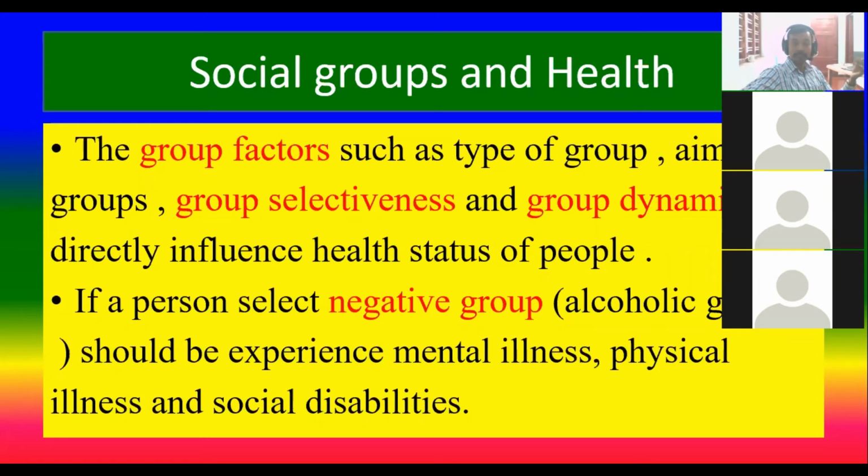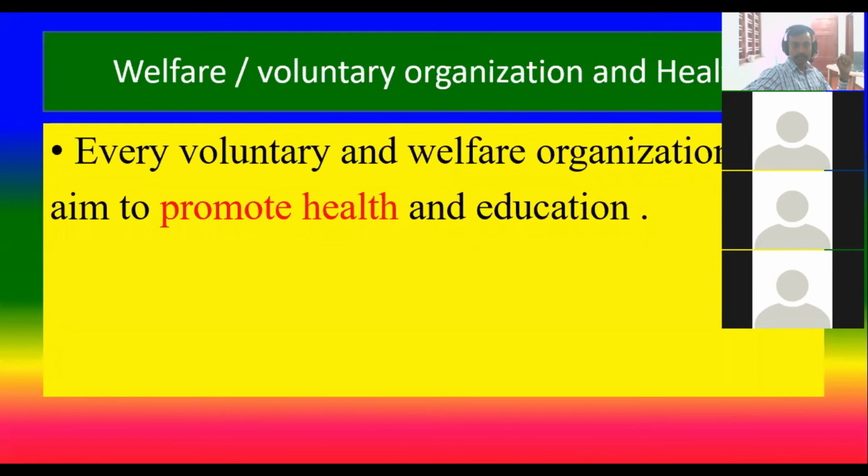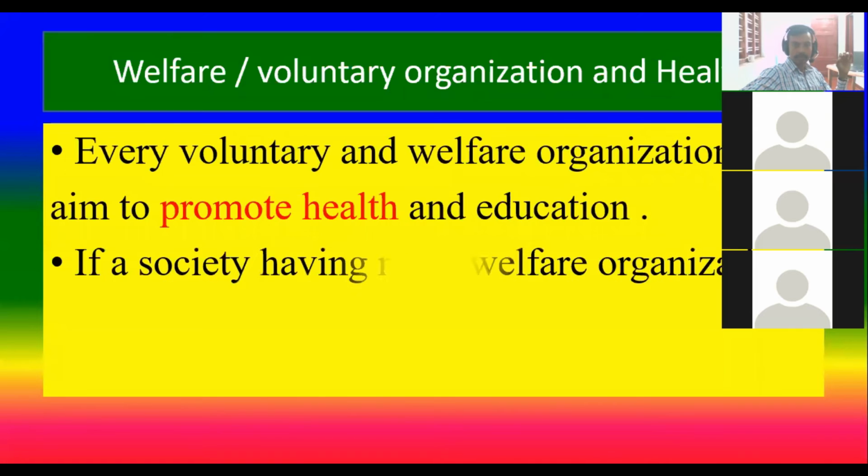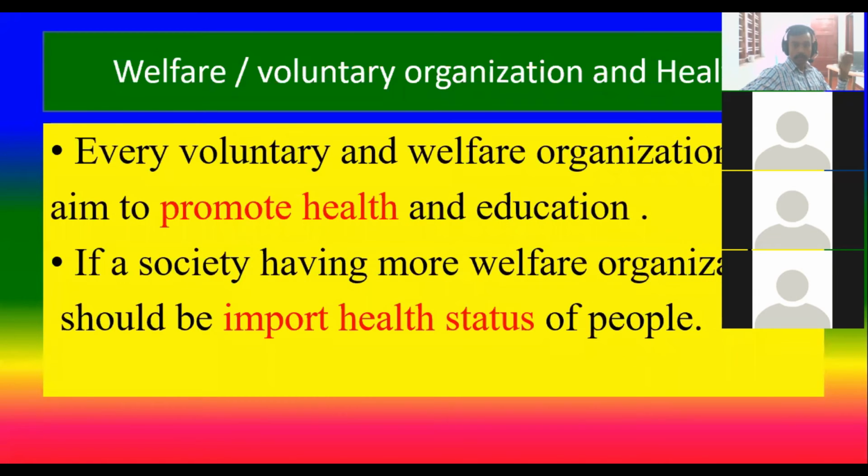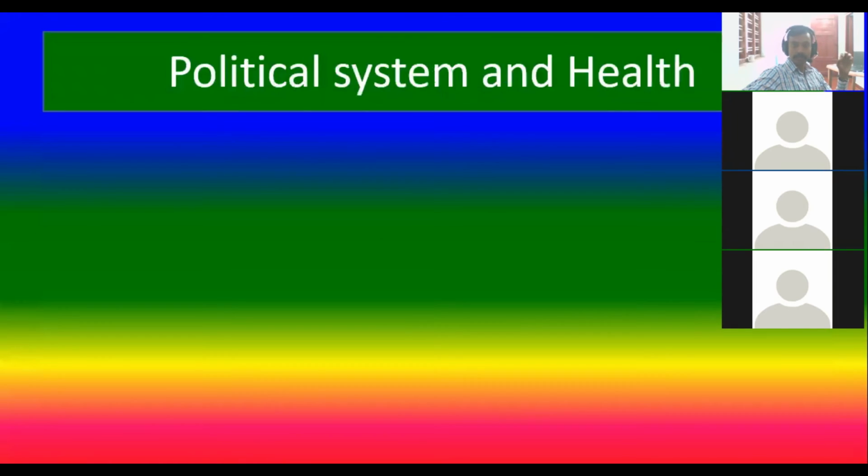Then group dynamics, changes in the groups, mainly primary groups, familial groups, etc., influence the health status of people. Then voluntary and welfare organizations, in international terminology NGOs, non-governmental organizations, aim to promote health and education. More welfare organizations in the society improve the health status of people. As we know, in India, the maximum of hospitals or healthcare is only NGOs and private, which determine the health status of people in India.